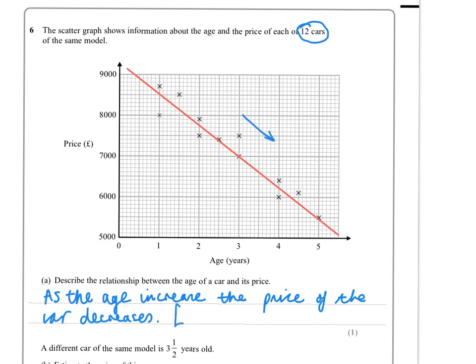You can also say strong negative correlation, and that would be fine also. Now, you could say the newer the car, the greater the price, for example, but you want some form of relationship between two variables, so they've got to have a strong relationship, and you've got to explain that. So you could say the older the car, the lower the price, for example.